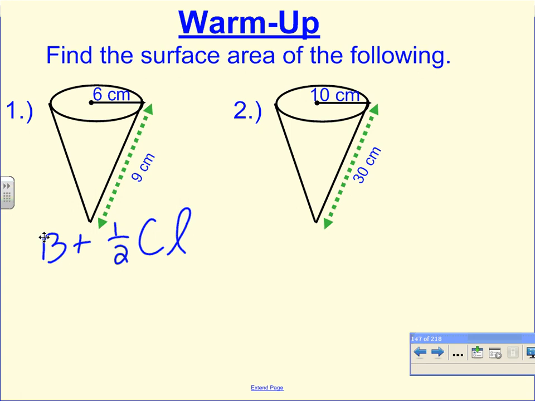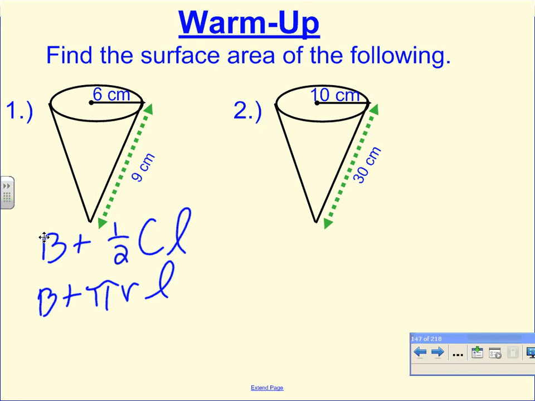Okay, what is the formula for a cone? Yep, you could also have B plus pi RL, which I should write up there. Which is the exact same thing. So if you like that one better, yes, you guys can remember that one.